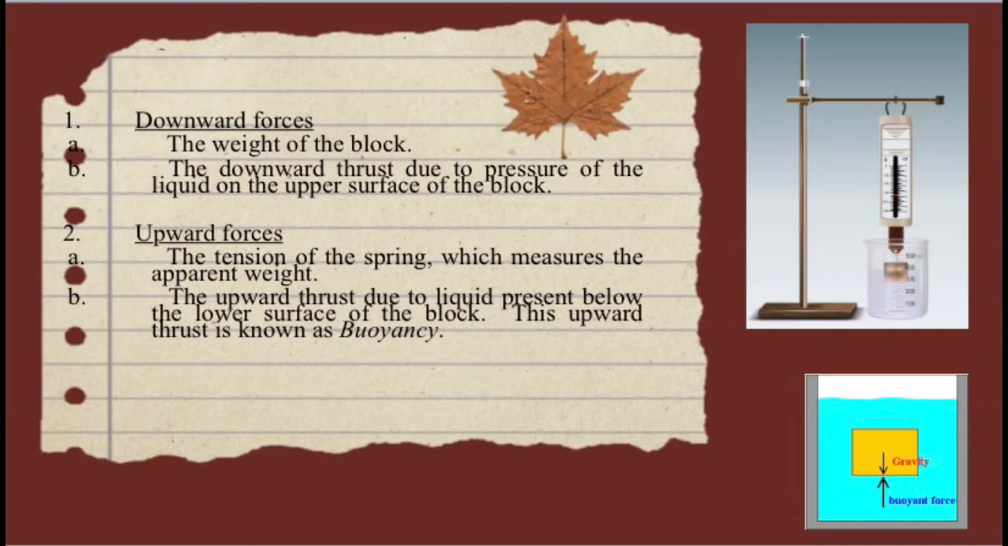Actually, we have two forces. First is the downward forces. It's actually the weight of the block, and the downward thrust due to the pressure of the liquid on the upper surface of the block. Second, we have the upward forces. It is from the tension of the spring, which measures the apparent weight itself, and the upward thrust due to the liquid present below the lower surface of the block. This upward thrust is known as buoyancy.